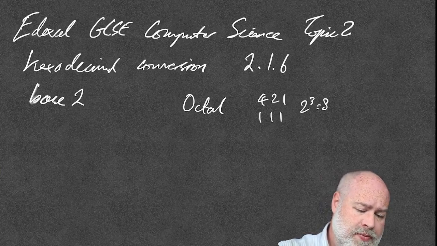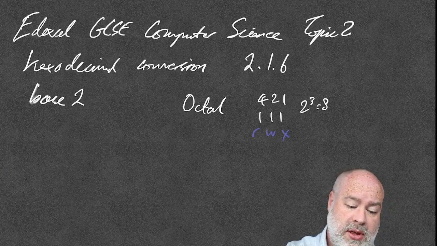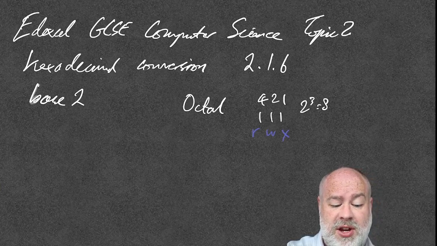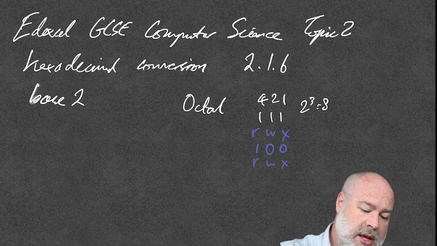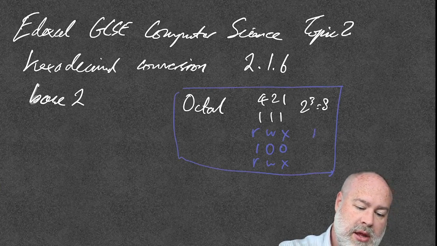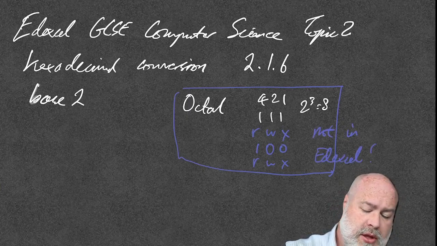How is that used? Well, in computers, especially Linux, you might have read, write, and execute permissions. Let's say you have a 111 on that file, that you can read, you can write, and you can execute. You might have a read-only file, which is just like 100. So octal is used, but you don't need to know that. So not in Edexcel. I'm just showing it to you for general knowledge.